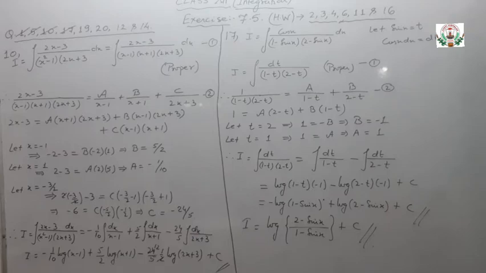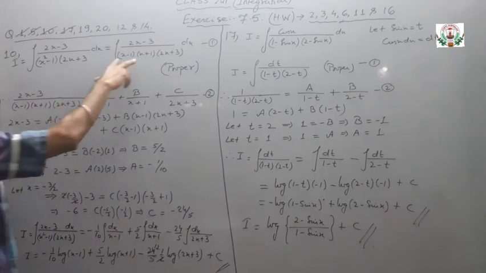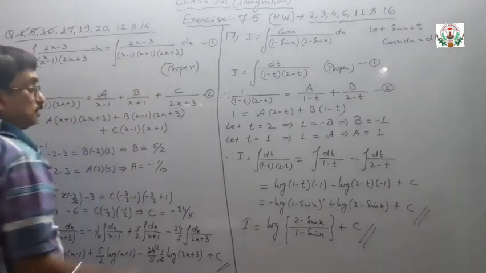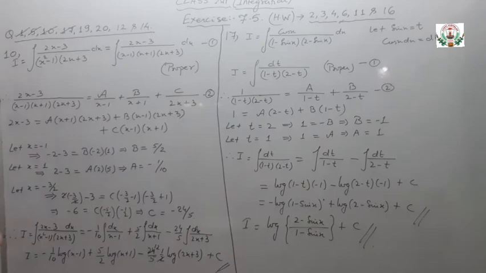Now let's turn to question number 10. Integration of (2x minus 3) upon (x square minus 1)(2x plus 3). This x square minus 1 is a quadratic factor, but it can be reduced to linear factors, as a square minus b square is (a minus b)(a plus b). So it becomes now 3 non-repeated linear factors.